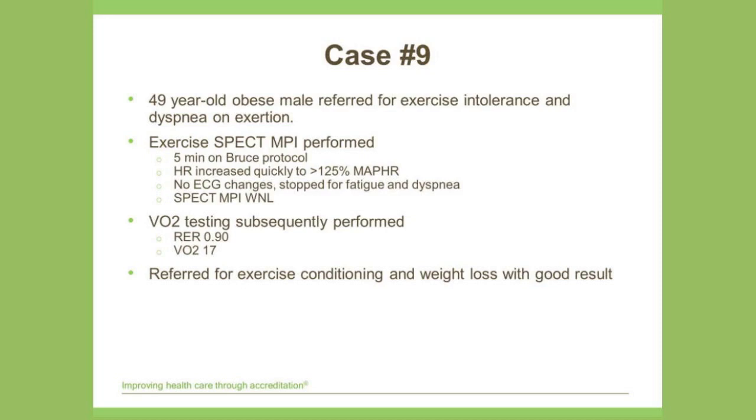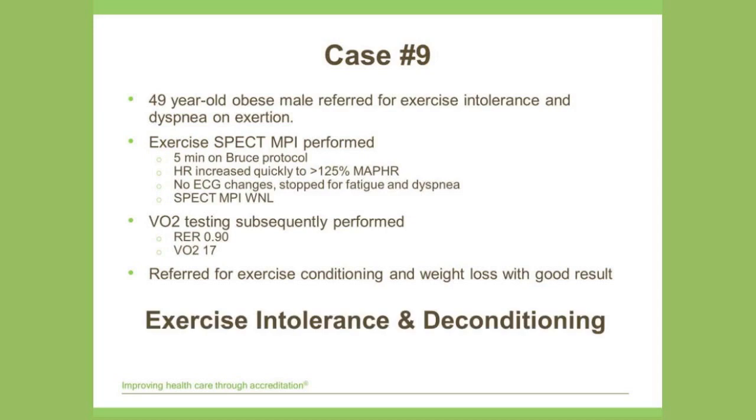So he underwent VO2 testing, and he was found to have an RER of 0.9, which indicates that he really didn't get to the point where he actually had metabolic anaerobic, he never reached the anaerobic threshold, and his VO2 was pretty low. And so these things suggested that he had marked deconditioning. So we referred him for exercise conditioning and weight loss. He was fairly markedly obese, and he had a very good result. So we get information on deconditioning as well from exercise stress.